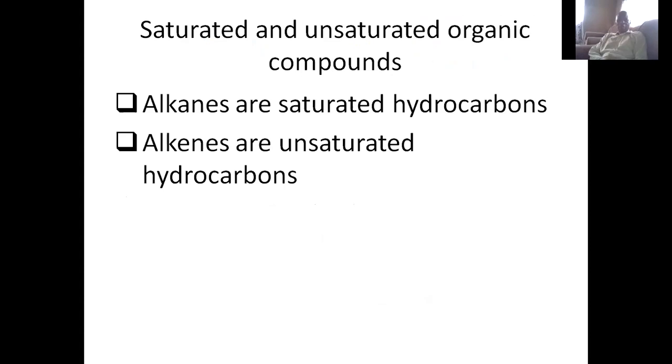I've given examples here for two of these typical organic compounds, which are hydrocarbons: alkanes and alkenes. And as we are aware, alkanes are saturated, while alkenes are unsaturated hydrocarbons.